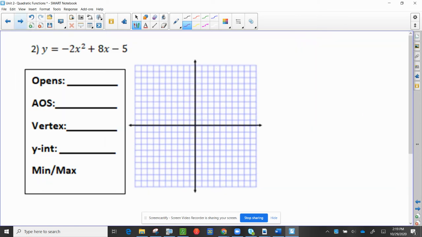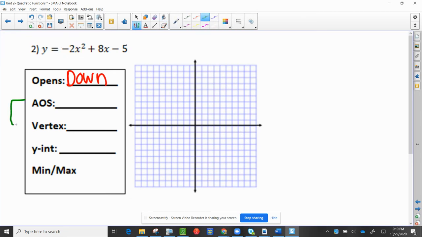The more we practice this, the better we're going to get at it. So here's another equation, negative 2x squared plus 8x minus 5. Right away, I see that negative, which tells me this graph is going to open down. When I plot all my points, I'm going to make sure it actually does that, so I know I did it right.